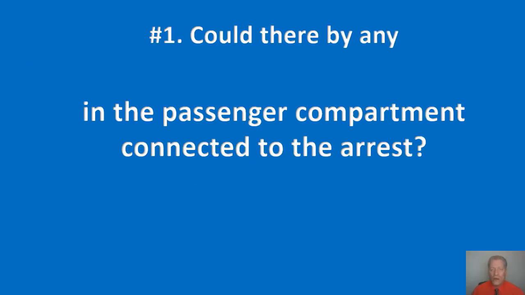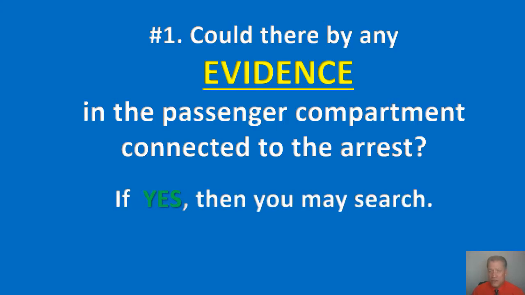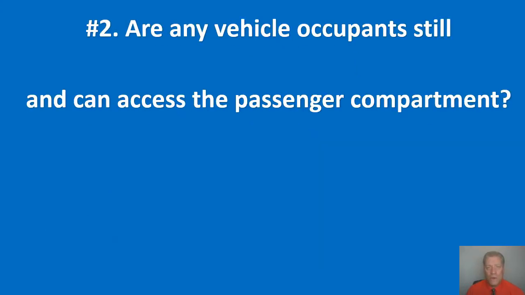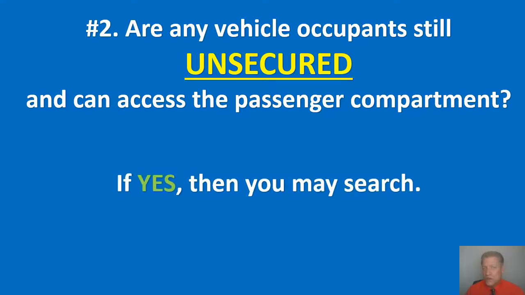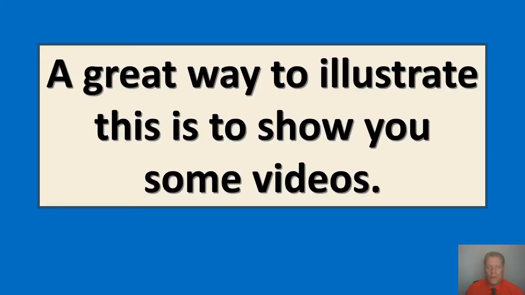Number 1, could there be any evidence in the passenger compartment connected to the arrest? If the answer is yes, then you may search. If the answer is no, then you need to ask question number 2 in the filter. Are there any vehicle occupants still unsecured in or nearby the vehicle who can still access the passenger compartment? If yes, you may search. And if no, well, then there is no search.